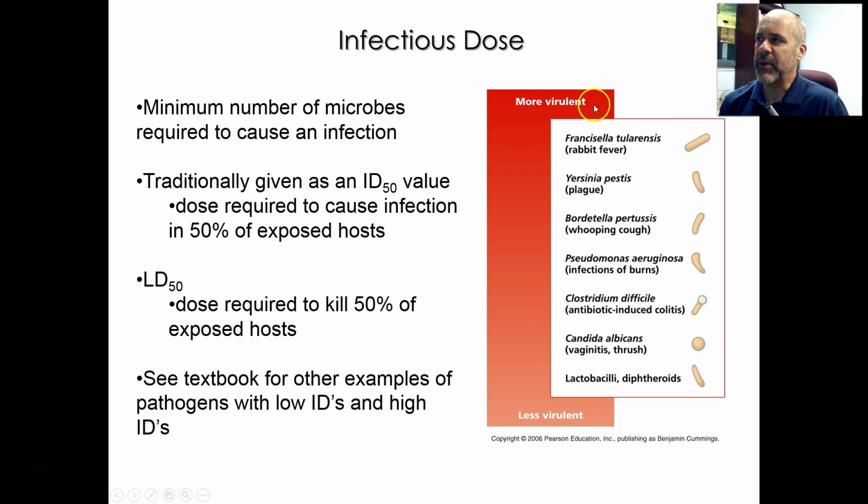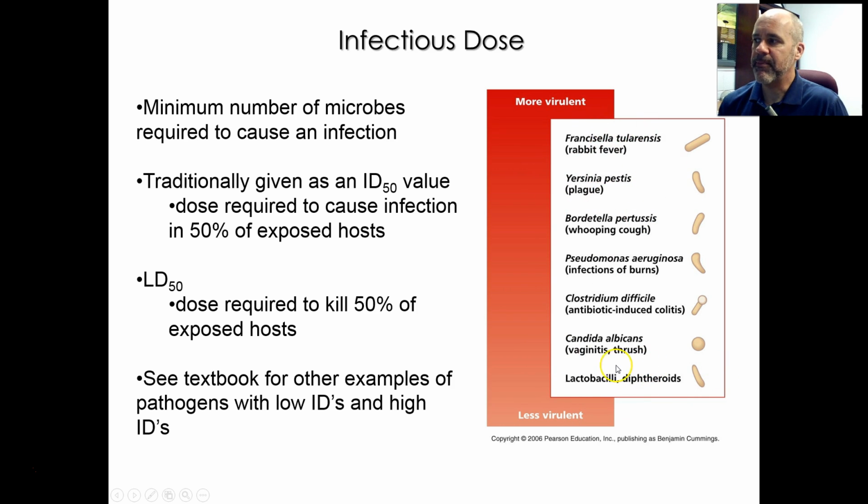So these organisms up here at the top, like Francisella tularensis, which causes a disease known as rabbit fever, I think the infectious dose, 50% for that is around 10. That's a pretty low number of individual bacterial cells that you would have to get exposed to before you wind up getting sick from that. Yersinia pestis, which causes the plague. You've probably heard of the bubonic plague and the pneumonic plague before. That's a pretty highly virulent organism.